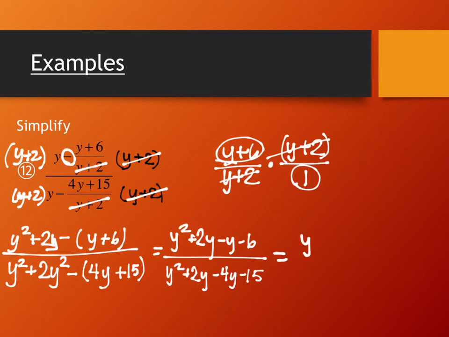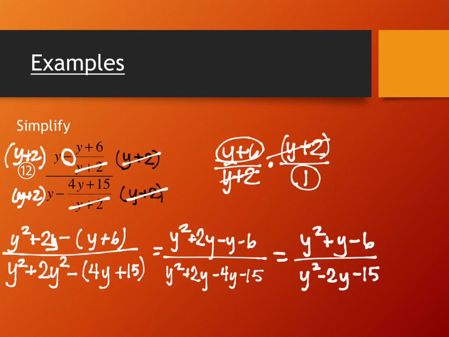So here's y squared plus y minus 6 on top, and then y squared minus 2y minus 15 on bottom. Are those pieces okay? Okay. It's possible we're done.